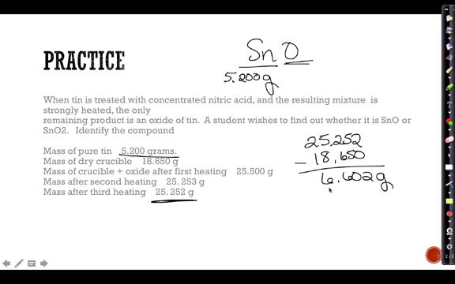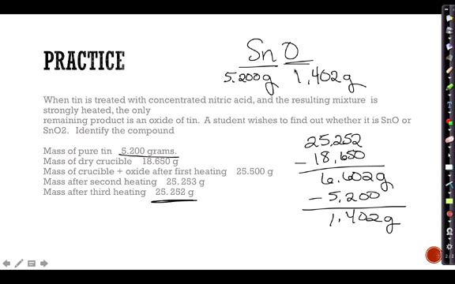But remember, this is the mass of everything together. The mass of Sn by itself should be 5.20. So I need the mass of just the oxygen here. So what I'm going to do is subtract the mass of the Sn. And that's going to give me the mass of my oxygen, which is 1.402 grams. So in order to get the empirical formula, you have to have the mass of each component. If you have lab data, you need to get the mass of each of those components from that data.